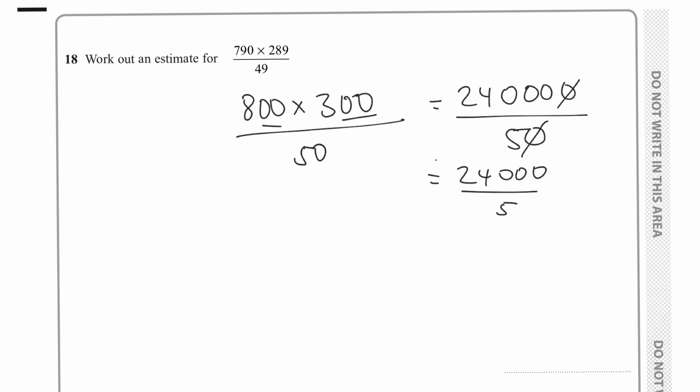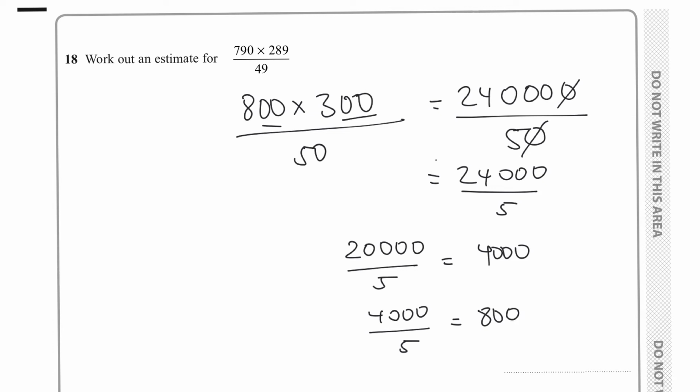So what we can do now is split this up to make our life easier. 20,000 divided by 5 is going to be 4,000. Then the 4,000 divided by 5 is going to be 800. So add those together, and you're left with 4,800 as your final answer. And the mark scheme allowed any answer between 4,555 to 4,800. Oh, just got there.